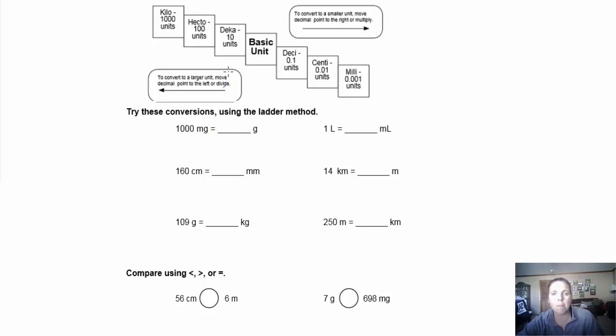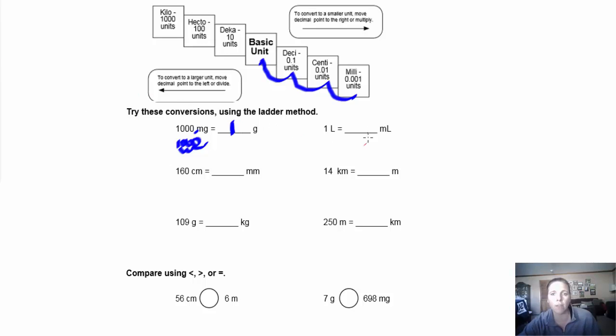So 1,000 milligrams. Okay, so our milligram is right here. And we're going to the gram, so we're going here. So we're going to move it 1, 2, 3 places, or we're dividing by 1,000. So our decimal is right here. Let's just write it down here. And we're going to move it 1, 2, 3. So 1,000 milligrams equals 1 gram. That's how that works.